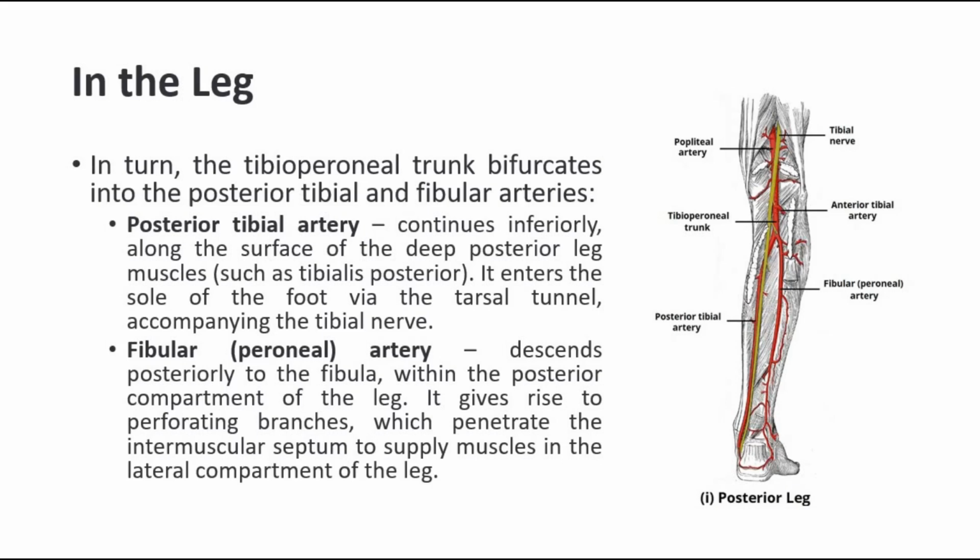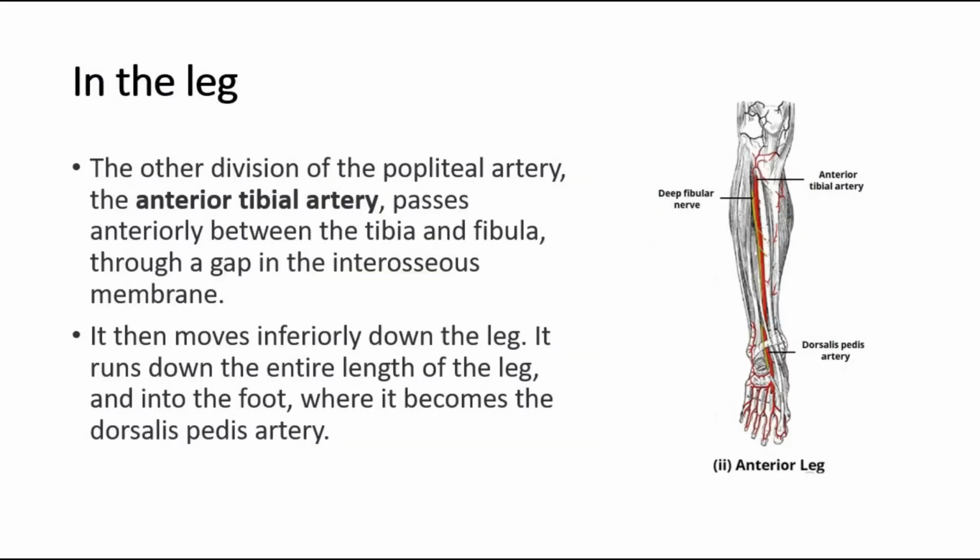The other division of the popliteal artery, the anterior tibial artery, passes anteriorly between the tibia and fibula, through a gap in the interosseous membrane. It then moves inferiorly down the leg. It runs down the entire length of the leg, and into the foot, where it becomes the dorsalis pedis artery.